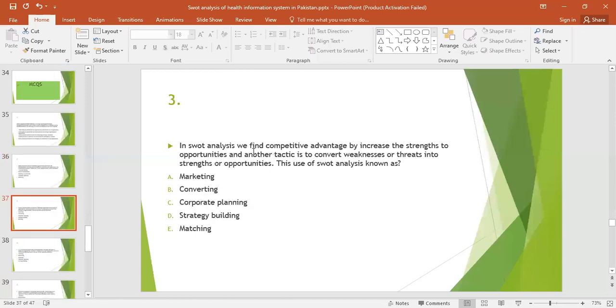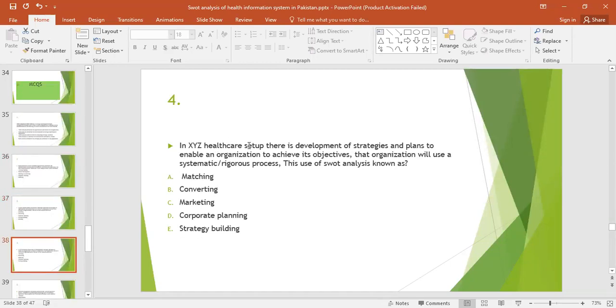In SWOT analysis, we find competitive advantage by increasing the strengths to opportunities, and another tactic is to convert weaknesses or threats into strengths or opportunities. This use of SWOT analysis is known as marketing, converting, corporate planning, strategy building, or matching. E, it's matching. E is the right answer.